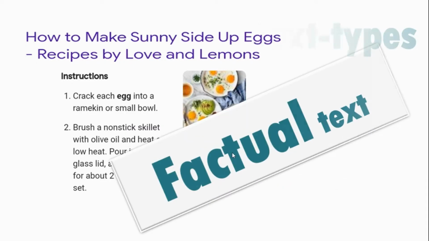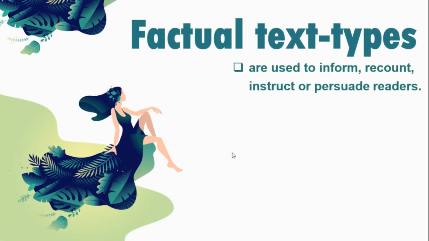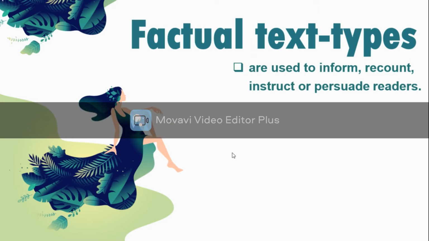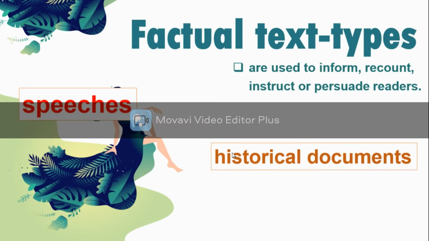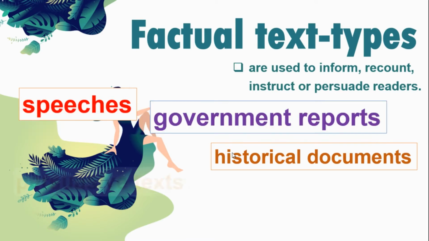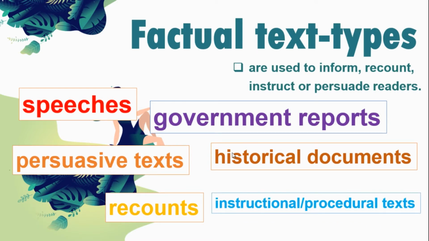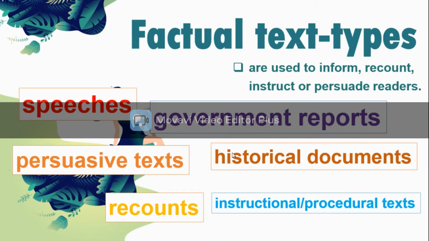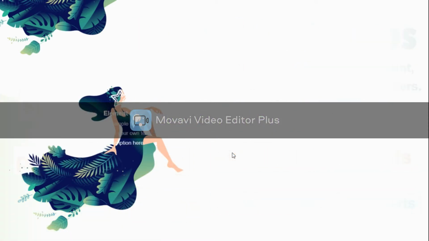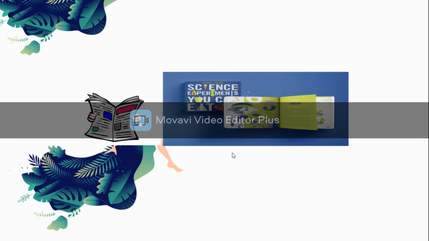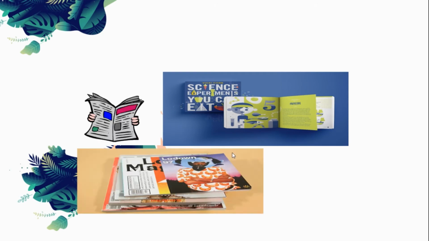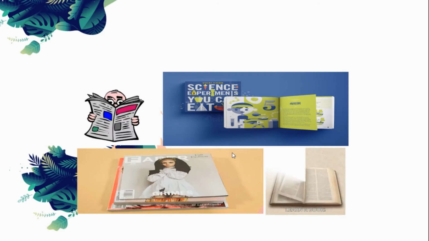How does it happen? When we say factual text, these are used to inform, so that means any text that informs, recounts, instructs, or persuades readers are examples of factual text. These are common for speeches, historical documents, government reports, persuasive text, recounts, instructional or procedural text because they contain facts and information. Alright? So this text can be found in newspapers, science books, magazines, and historical books.